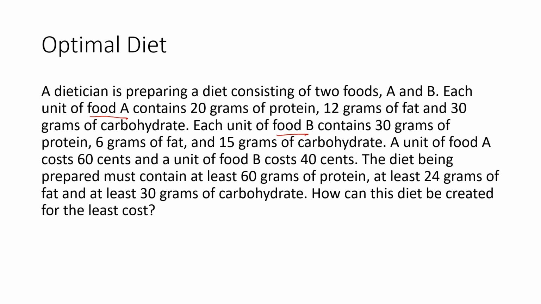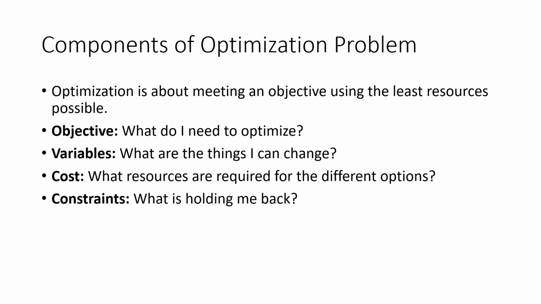But what are the costs? A unit of food A costs 60 cents and a unit of food B costs 40 cents. The diet being prepared has to contain a certain amount of protein, fat, and carbohydrates. So we are going to try to figure out how we can combine these 2 foods for the least cost. So let's start to break this down a little bit. What are the things we have to do? What are the components?